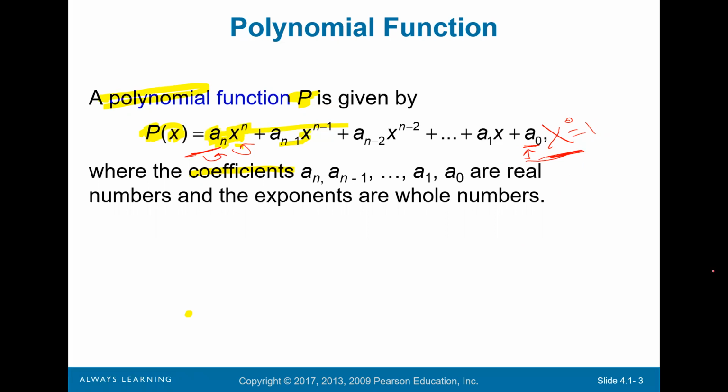Now, all my a's here, like it states in the sentence form, are real, and those are my coefficients, and the exponents are whole numbers. So these variable terms with the exponents are going to be whole number powers.